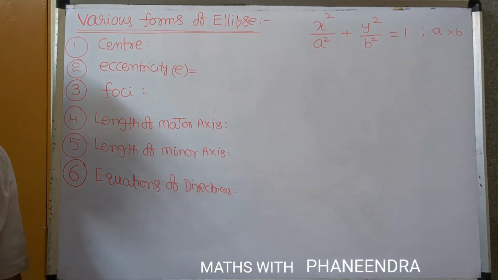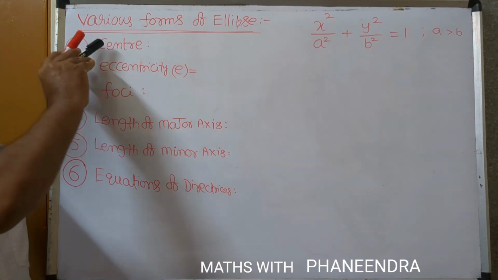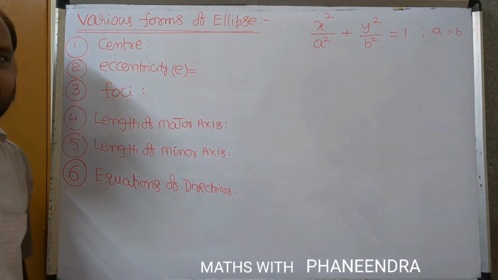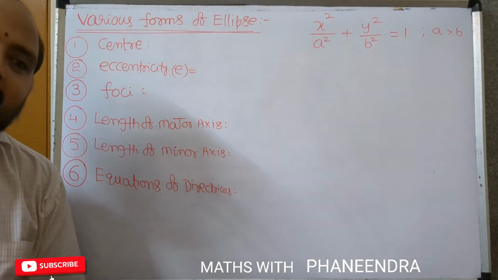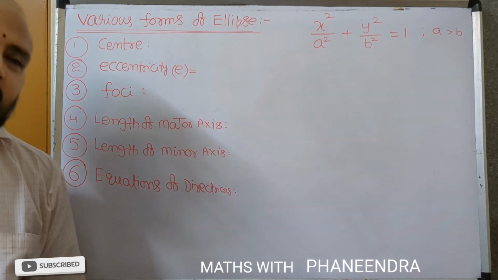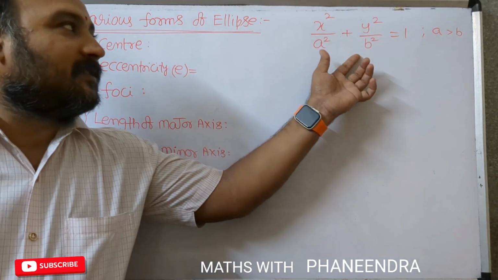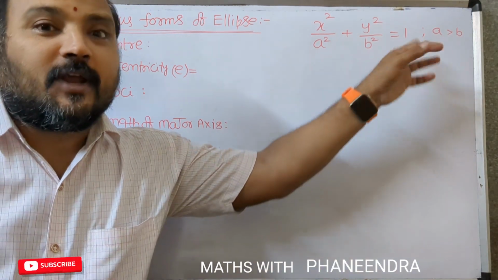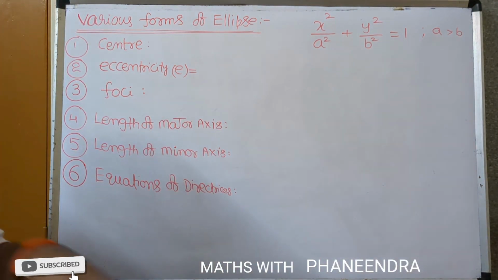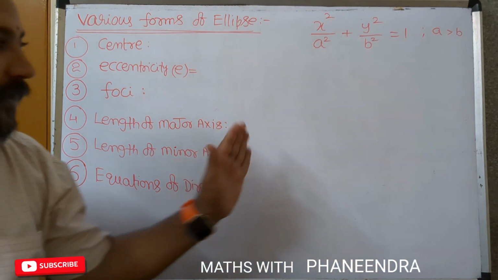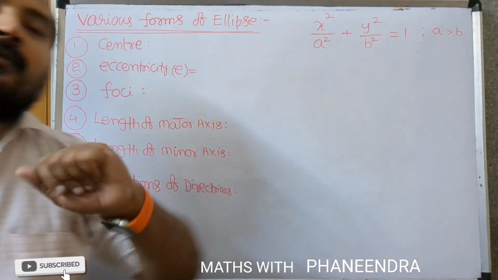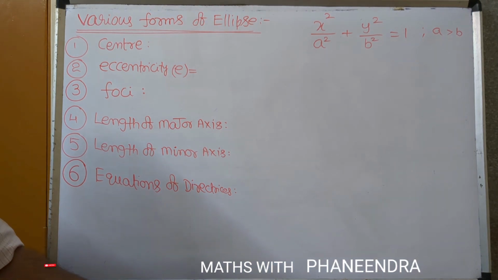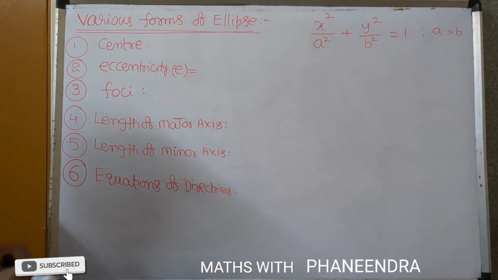In this video, I am going to discuss various forms of the ellipse. So what are the various forms of the ellipse? The first one is x squared by a squared plus y squared by b squared equals 1. When a is greater than b, it is a horizontal ellipse. So how will the figure of a horizontal ellipse look?